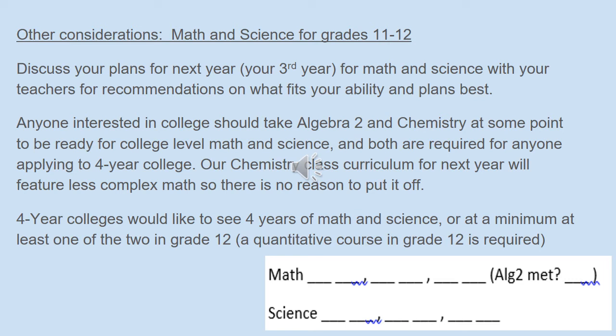Our chemistry class curriculum for next year will feature a little less complex math, so there is no reason for anyone to put off chemistry any longer in high school. Also, 4-year colleges would like to see 4 years of math and science, if at all possible, or at a minimum at least one of those 2 in grade 12, which they define as a quantitative course for grade 12, and they require for 4-year college.